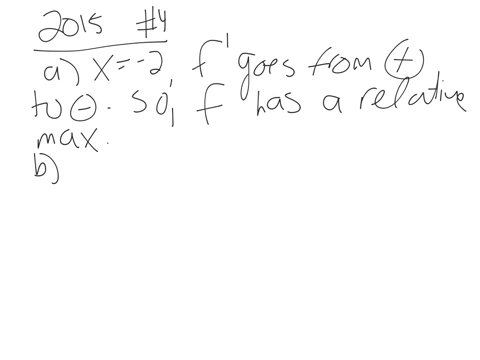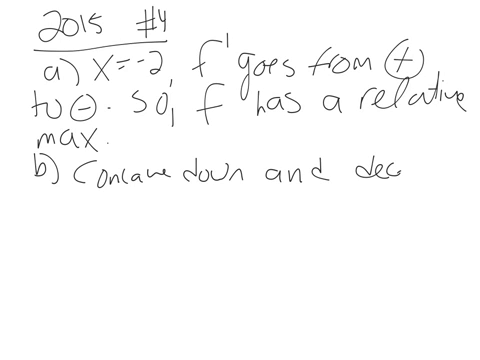Part B asks about concavity. On what open intervals contained in -3 to 4 is the graph of f both concave down and decreasing? And it asks you to give a reason. The reason can really be just a sentence here, but remember that if f is concave down, in f prime, that means f prime is decreasing and it's negative. So we need to look where f prime is decreasing and negative.